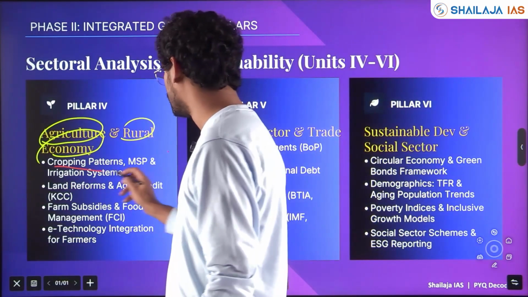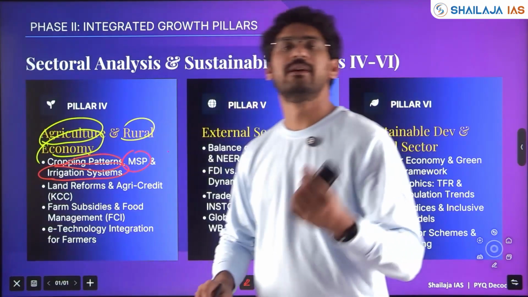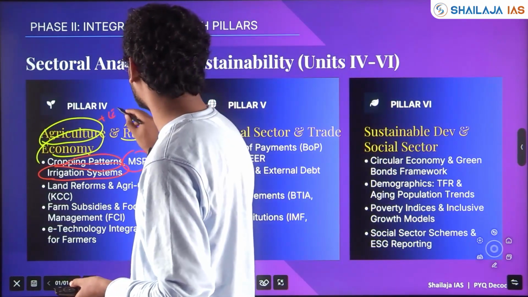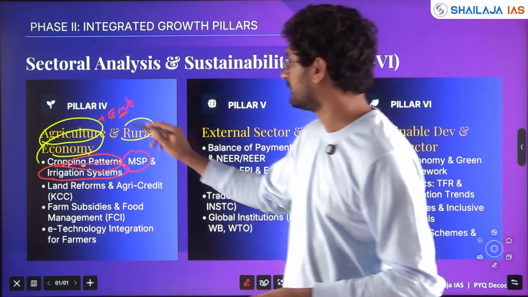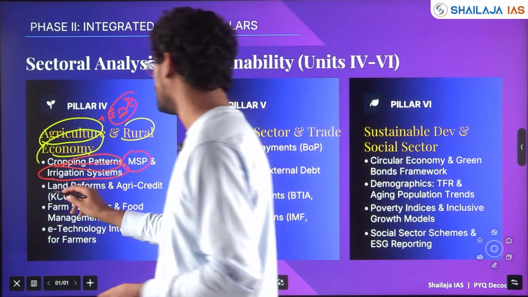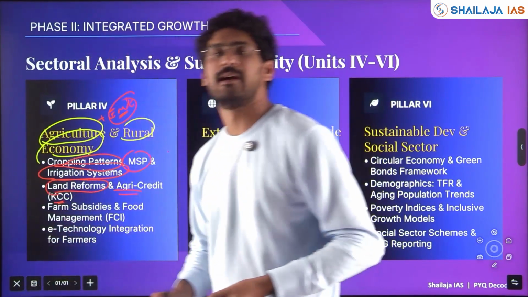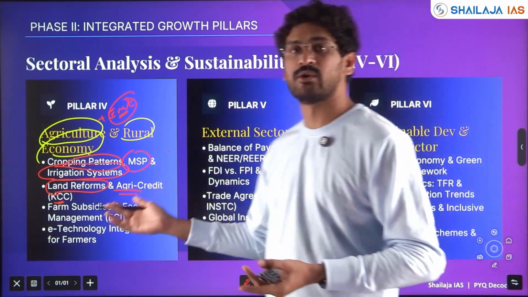Cropping pattern, MSP, irrigation systems, always one question is asked. Economy, agriculture plus environment. You will link the 3 subjects and you will frame 2-3 questions linked with agriculture, economy and environment. Next, land reforms and agri credit like Kisan Credit Card, how land reforms has happened, how credit has changed with respect to farmers.